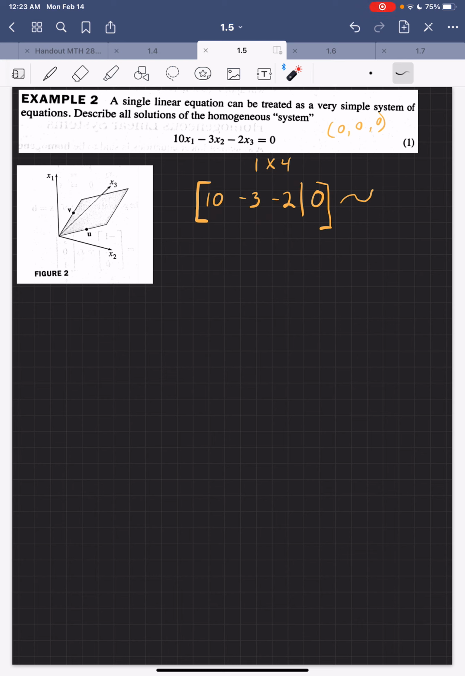I don't even need to REF, but I am going to do it anyway. Actually, no. What I'll do, it's even simpler since it's only one equation. This is so simple, I'm just going to solve for x sub 1. All right, so we get this negative 2x over here, we get this negative 3x sub 3 over here, and then we divide by 10.